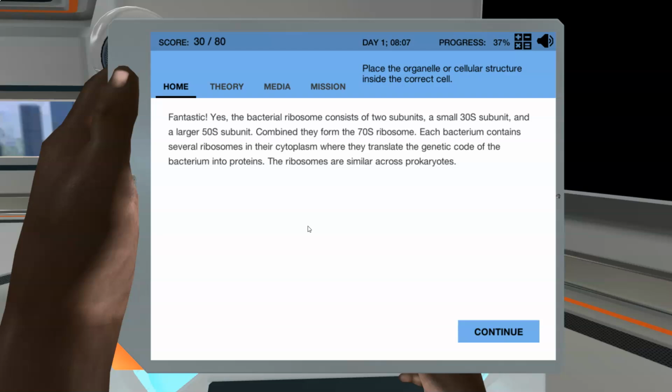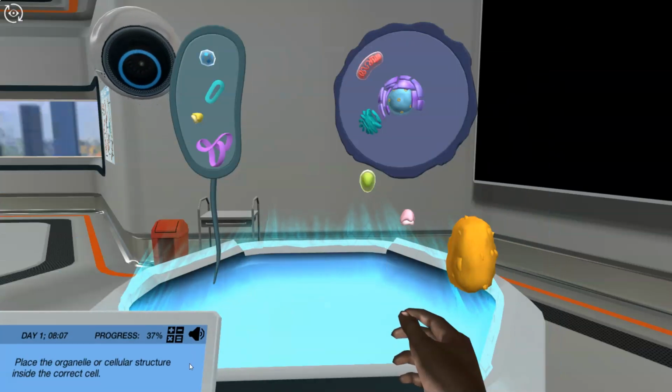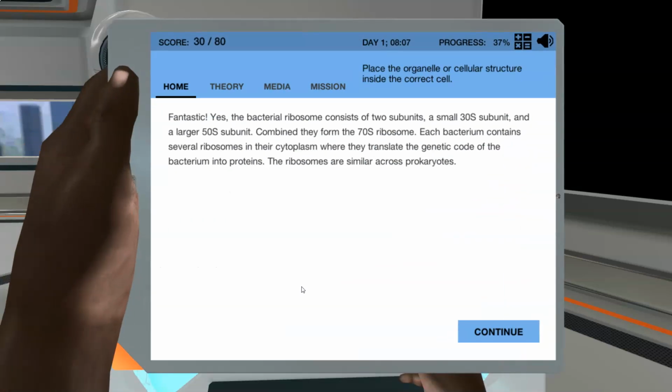Fantastic. Yes, the bacterial ribosome consists of two subunits, a small 30S subunit, and a larger 50S subunit. Combined they form the 70S ribosome. Each bacterium contains several ribosomes in their cytoplasm where they translate the genetic code of the bacterium into proteins. The ribosomes are similar across prokaryotes.